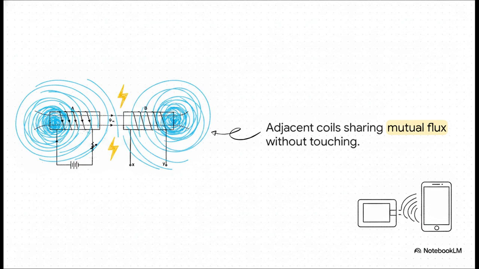This is where it gets incredibly cool. We get mutual induction. Even if coil A and coil B are totally separated and not touching at all, the changing current in coil A spills its magnetic field right over into coil B. We call this mutual flux. This changing field induces a spark in that second coil without a single physical connection. By the way, this is the exact principle making wireless phone charging possible.